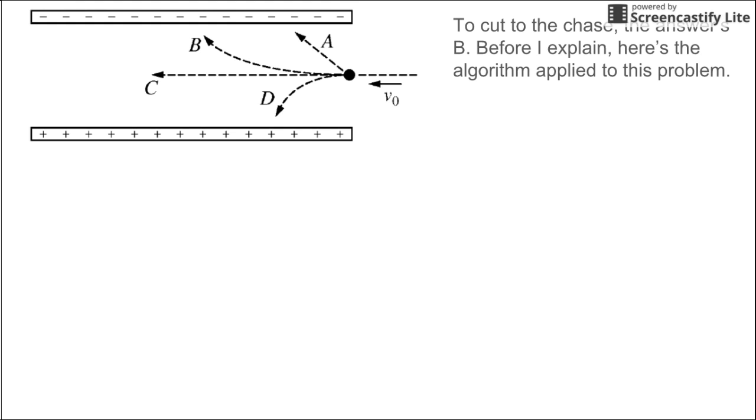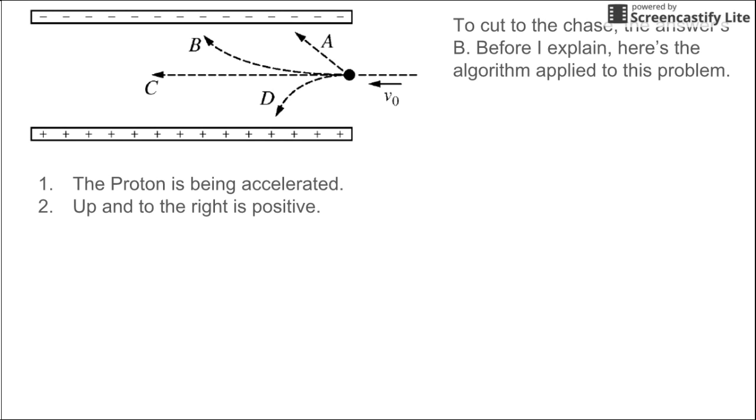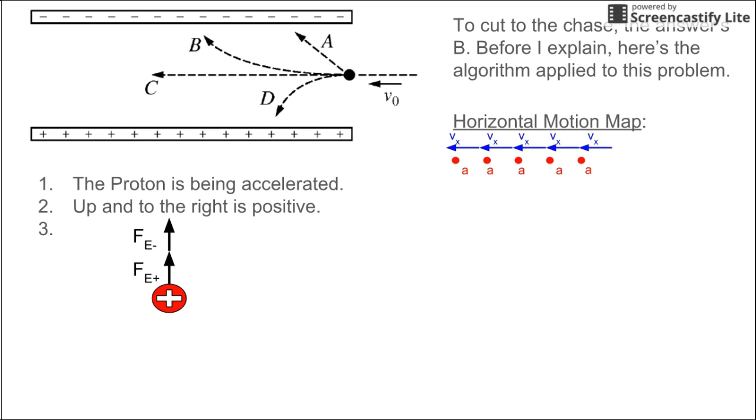I'm going to just show you guys the algorithm applied to this problem before I explain why this is the case. So keeping this in mind, we know that a proton's being accelerated. Up and to the right is positive. That'll be a coordinate system. So actually it's going in the negative direction. Conceptually, that's not necessarily important, at least mathematically. So this is a force diagram of the proton as it is in between the two plates. These also show the motion maps that detail its direction.